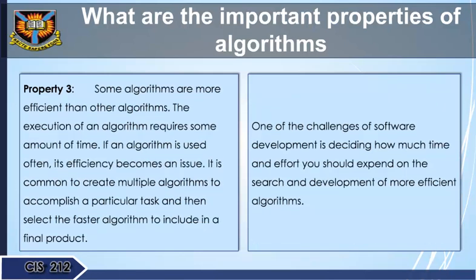Property 3. Some algorithms are more efficient than other algorithms. The execution of an algorithm requires some amount of time. If an algorithm is used often, its efficiency becomes an issue. It is common to create multiple algorithms to accomplish a particular task and then select the faster algorithm to include in a final product. One of the challenges of software development is deciding how much time and effort you should expend on the search and development of more efficient algorithms.